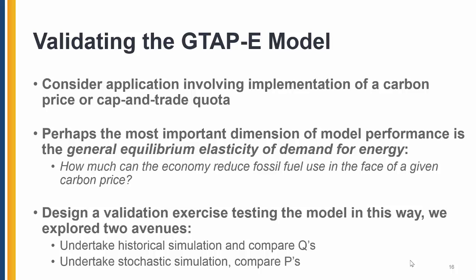This can be summarized in your model as the general equilibrium elasticity of demand for energy. So once everything is adjusted, all the substitution has occurred, the expansion effects, consumer adjustments, income effects, that all gets summarized in one sufficient statistic, and that's the general equilibrium elasticity of demand for energy. There's a chapter on this in the GTAP book for those who want to know more about that.